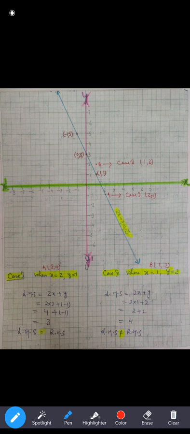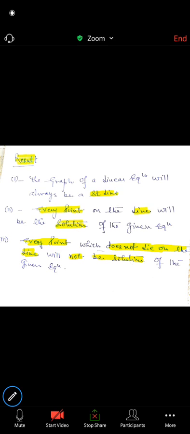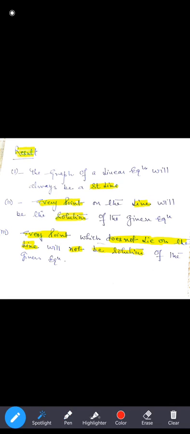Now by plotting these points, we get the results. First result, the graph of a linear equation will always be a straight line. Second, every point on the line will be a solution of the given equation. Third, every point which does not lie on the line will not be a solution of the given equation.